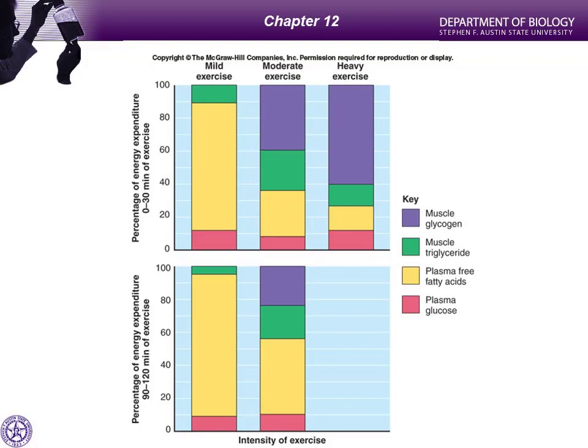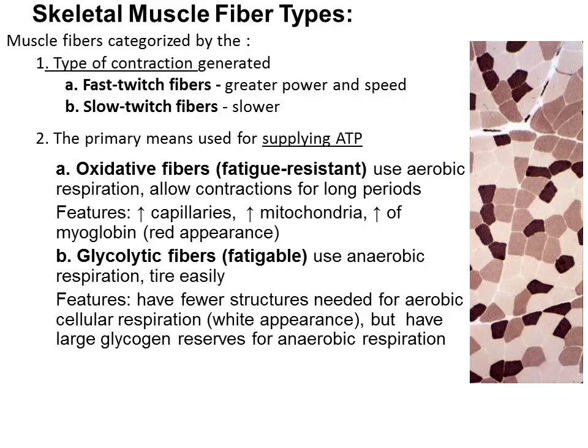Now, we've talked about our 3 types of muscle, right? What are our 3 principal categories of muscle? Skeletal, cardiac, and smooth. Have y'all gotten to all those in lab yet? Okay.